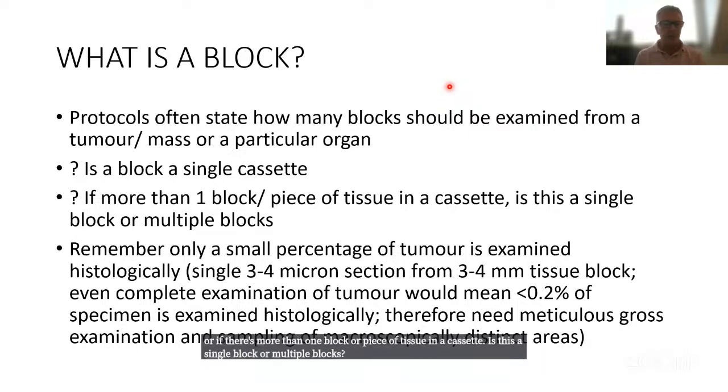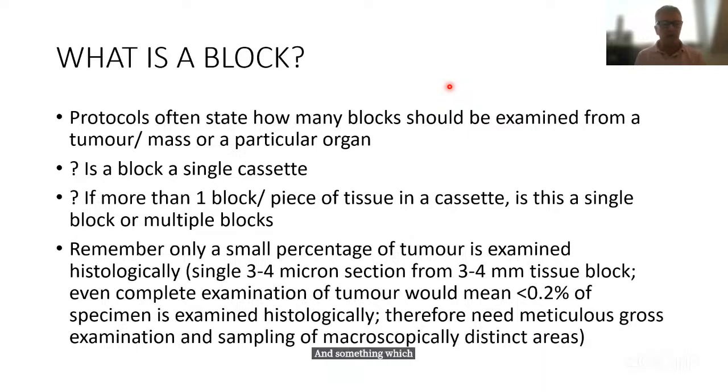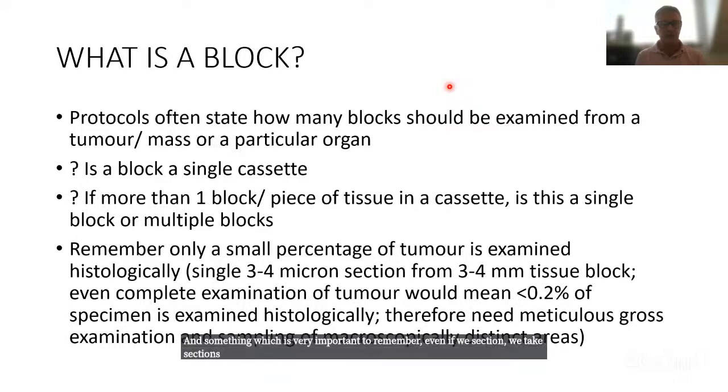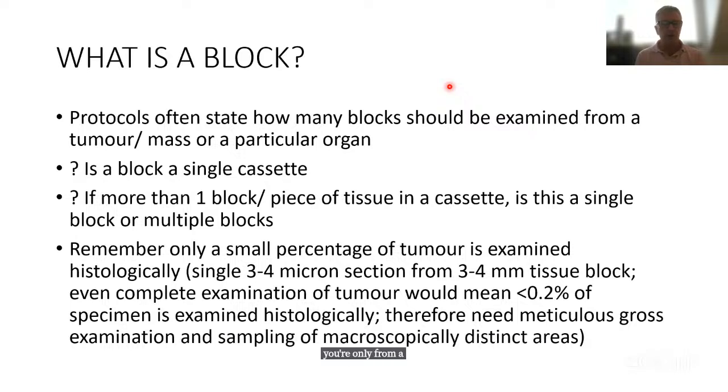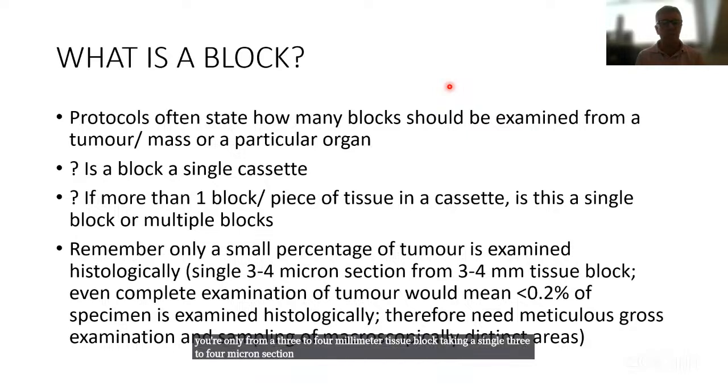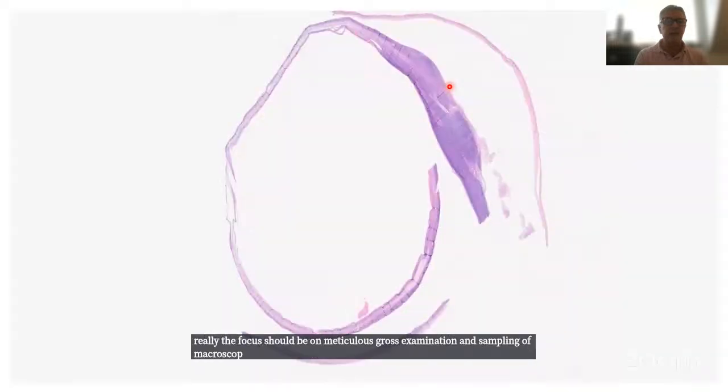And something which is very important to remember, even if we take sections from the entire tumor, you're only taking a single 3 to 4 micron section from a 3 to 4 millimeter tissue block. So even with complete examination of the tumor, you're really only seeing less than 1% of the specimen histologically. Therefore, really the focus should be on meticulous gross examination and sampling of macroscopically distinct areas.